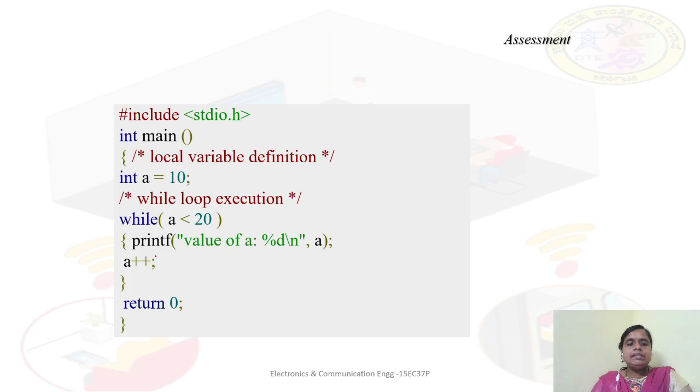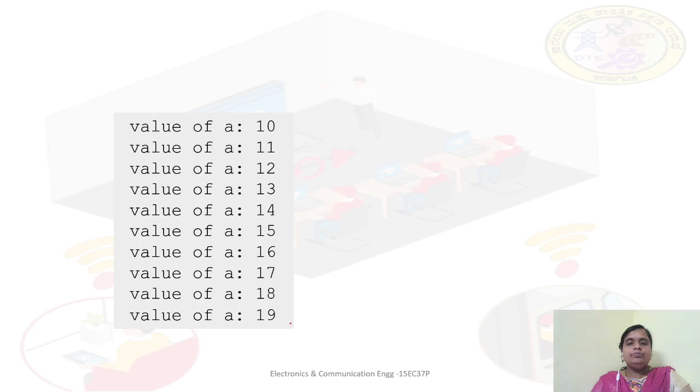The same example I am changing here. I have initialized a as 10, and while a is less than 20, it has to print the value of a, and I am going to increment the value of a. So it starts from 10, keeps on incrementing every time and prints the value. But when it reaches 20, this condition becomes false and it comes out of that loop. So it is going to print the values from 10 to 19. So it is a definite loop. It is going to print particular values.